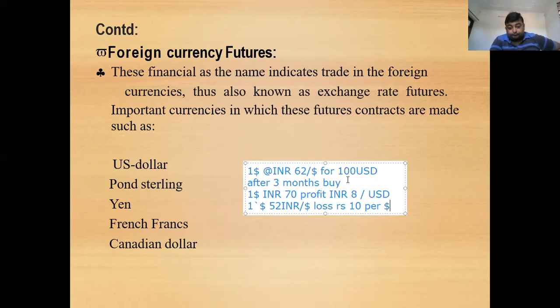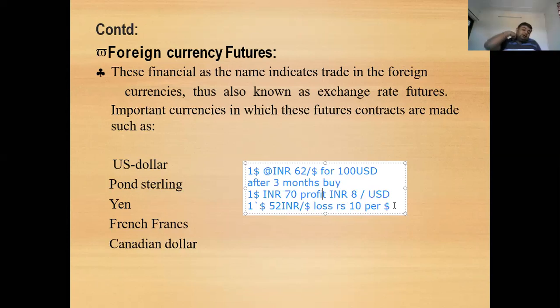If the dollar is becoming stronger, then the value of the rupee will deplete in relation to the dollar. We have to pay more to buy the same dollars. For example, if the price rises to $1 equals 70, then there will be a profit of 7 in this contract, and the other party will have the loss. And if the price of the dollar has fallen, it means the Indian rupee has become stronger in relation to the dollar, then there will be a loss of rupees 10 per USD to me.